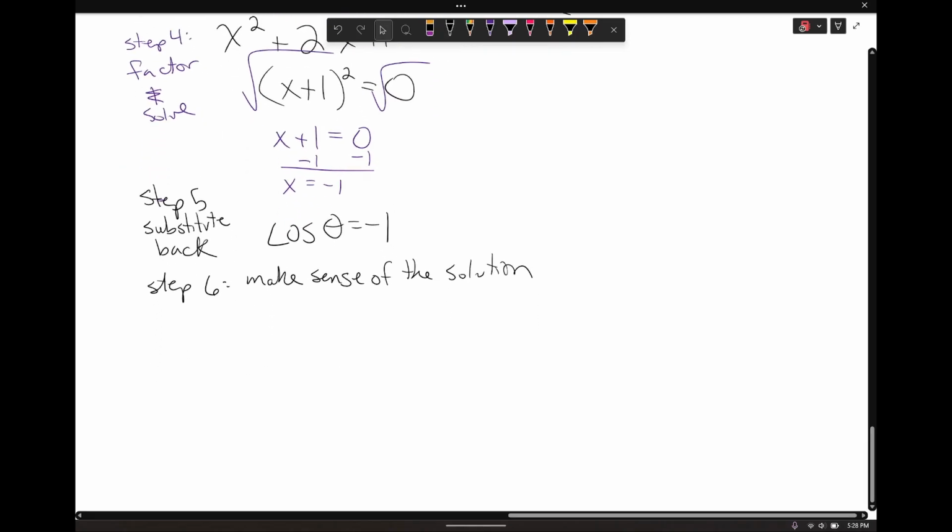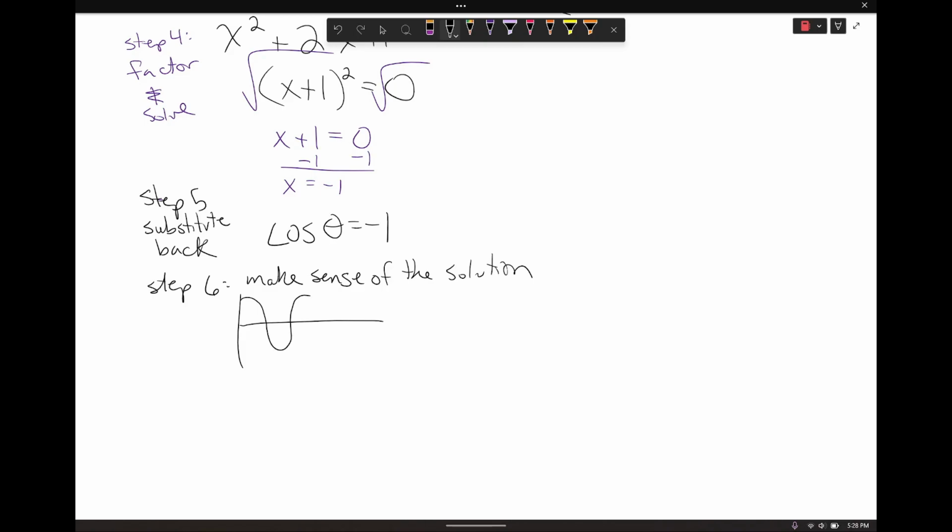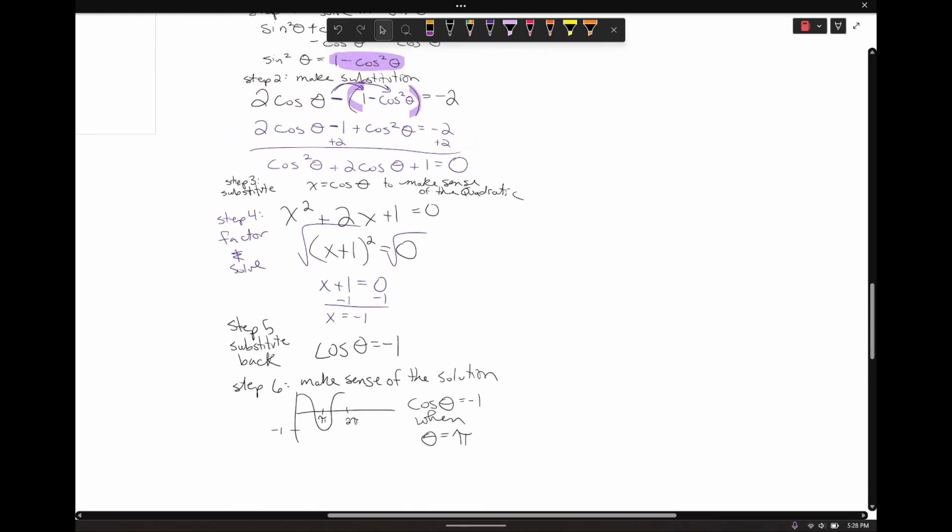As far as the solution goes, I can make a quick little graph of cosine and there. Nope, that's not that sign. This is 2 pi. This is pi. And that's where it's equal to -1. So cosine of theta equals -1 when theta is equal to pi. And specifically in the interval.